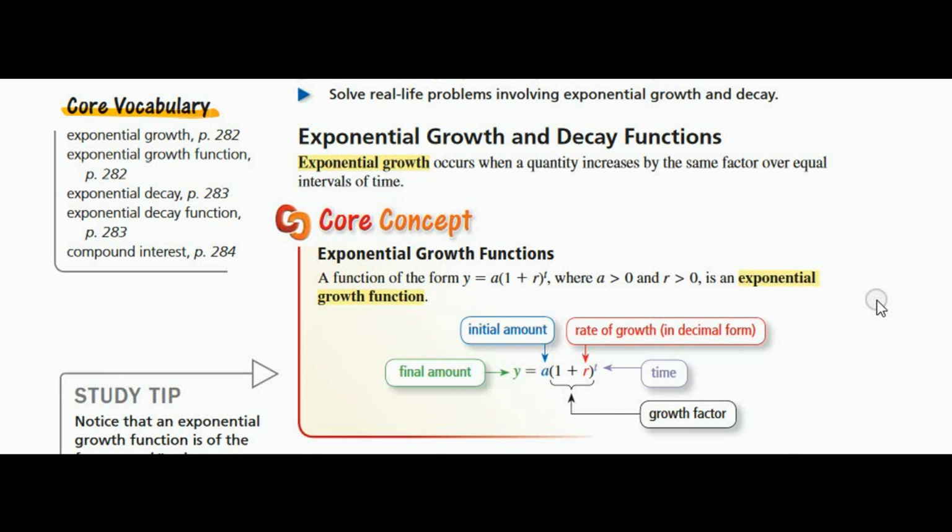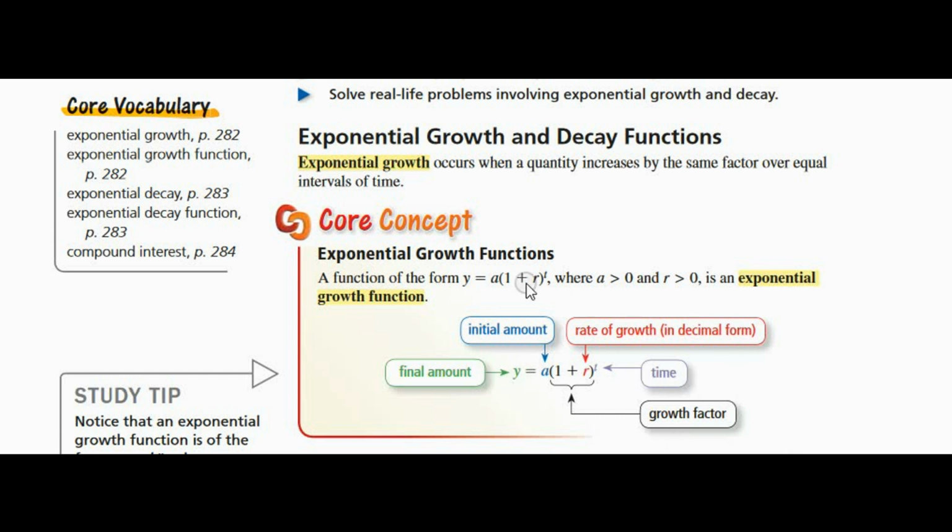So an exponential growth function is a function of the form y equals a times 1 plus r to the t. So we saw that earlier on my board as y equals a times b to the x. So now our variable x is a t, and our b has this 1 plus r inserted in for it. And on my board earlier I said that b is your factor, okay? And it can either be 1 plus r, which makes it a growth factor, or it could be 1 minus r, which makes it a decay factor, okay?